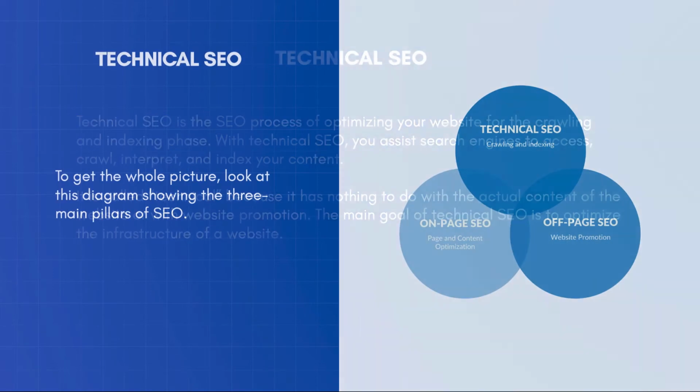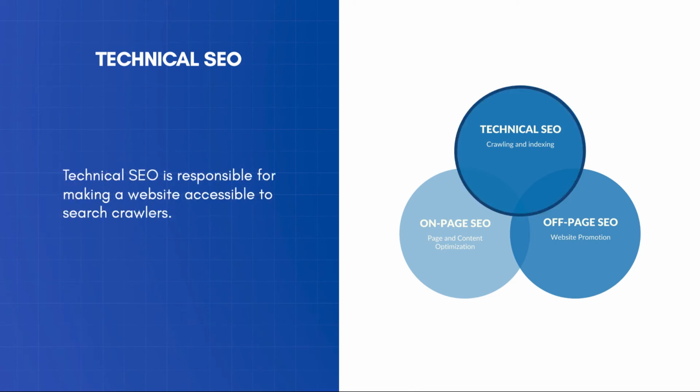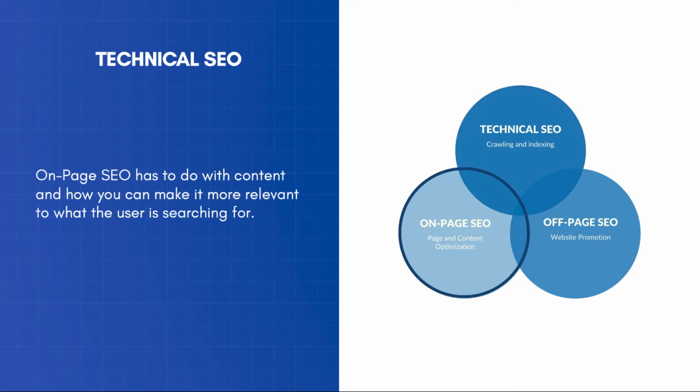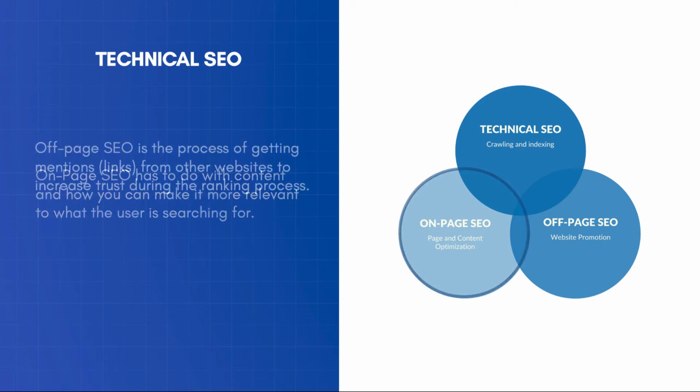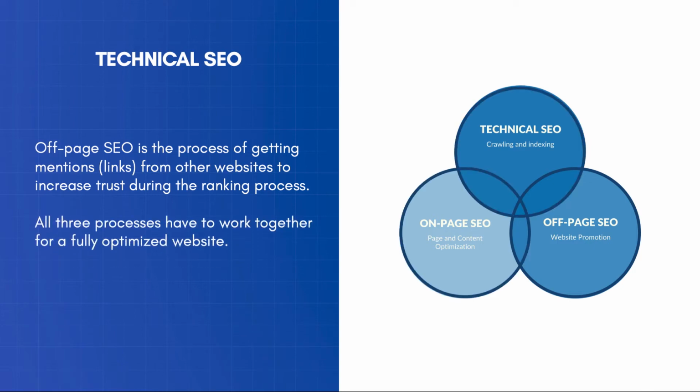To get the whole picture, look at this diagram showing the three main pillars of SEO. Technical SEO is responsible for making a website accessible to search crawlers. On-page SEO has to do with content and how you can make it more relevant to what the user is searching for. Off-page SEO is the process of getting mentions from other websites to increase trust during the ranking process. All three processes have to work together for a fully optimized website.